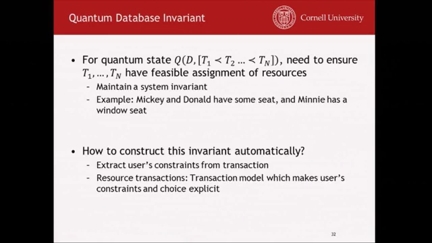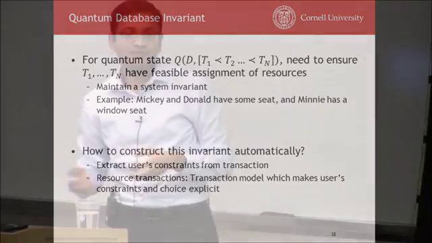Because this sequence of transactions is already committed, the quantum database needs to ensure that there is a feasible assignment of resources. We do not want Mickey to be in a situation where the transaction has already committed and later you see that, well, I don't have a seat for you anymore. So we need to maintain some sort of system invariant. We need to maintain a logical formula which would guarantee that this sequence of transactions can always execute. So the next question is, how do we construct this invariant automatically?